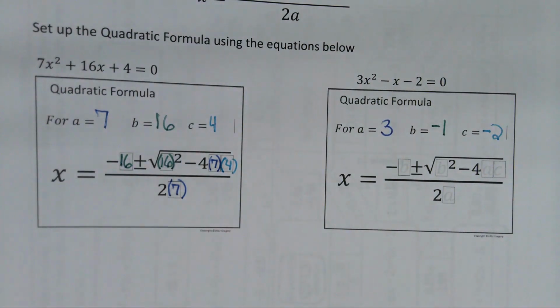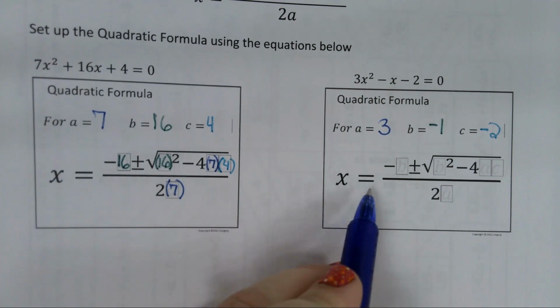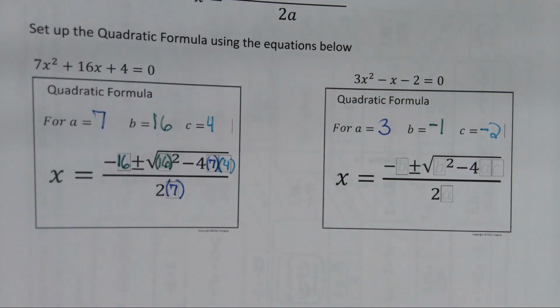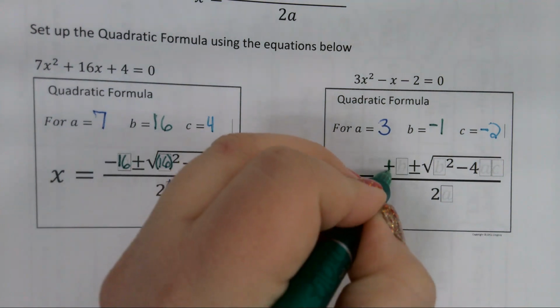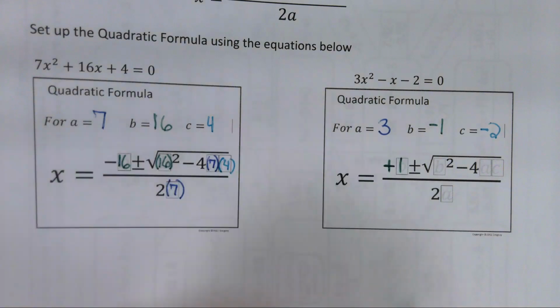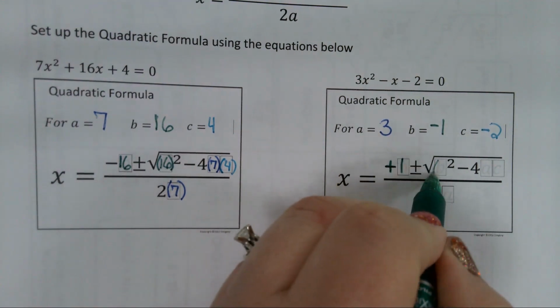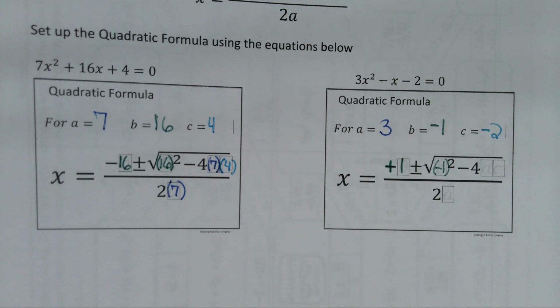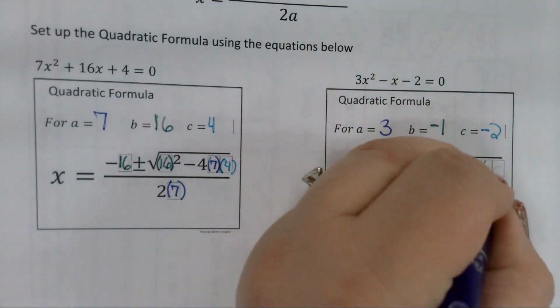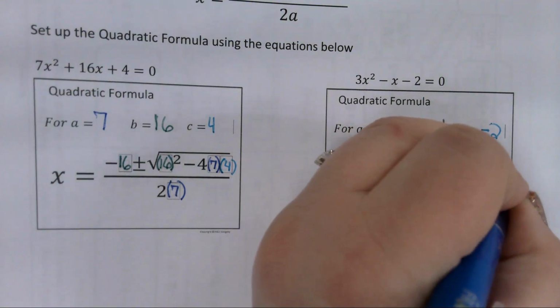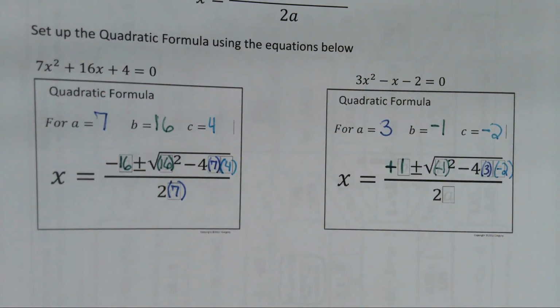So when I go to plug it in, I'll do it with the song this time. We have X equals negative B. Now when I plug this negative in for my B, remember it becomes positive. Some people also sing it as X equals opposite of B plus or minus the square root of B squared minus 4AC all over 2A.